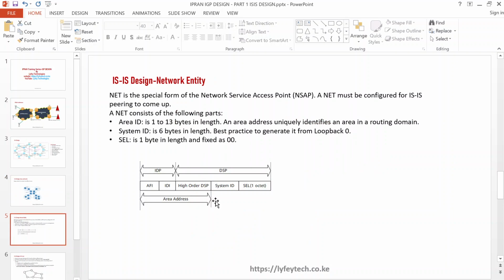Then another important concept that we need to look at is the network entity. The network entity is just a special form of network service access point.